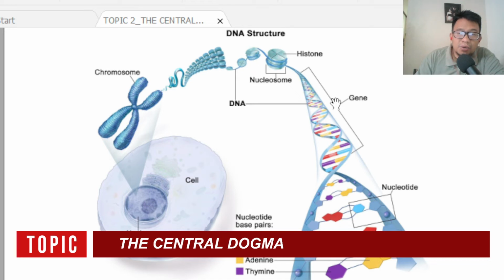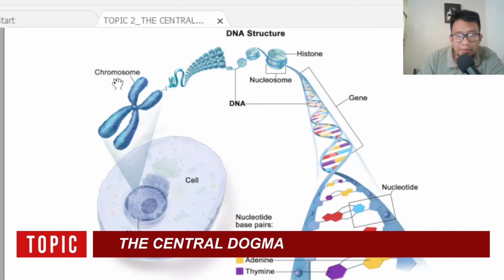Okay, it will coil through the aid of this histone. It's actually a protein. And then it coils further until it becomes a chromosome. This chromosome can then be located inside your nucleus. But remember that when cell division takes place, the nucleus disappears, so that it will give way for the splitting of the cells.